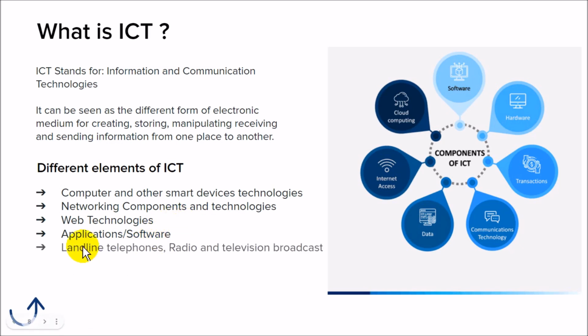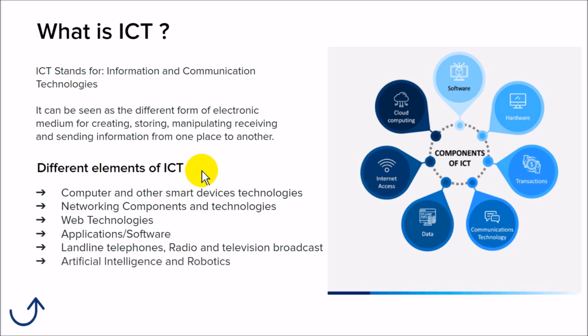Okay. So also you have the landline, telephone, radios, and all that. Now all these things also enable ways of transmitting, transferring, and manipulating information. For example, the internet connection can be transmitted through the landline. So all these things are part of the elements that make up the information and communication technologies that we have today.